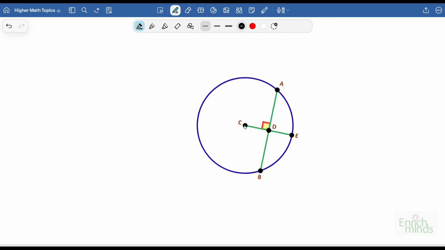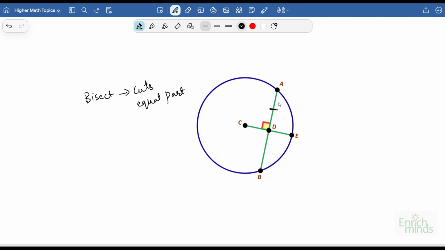So here is a circle with a center C, and AB is a chord of the circle. The line which meets the chord at 90 degrees, or the perpendicular drawn from the center to the chord, bisects the chord. So here we need to know the word bisect. It means cuts into equal parts, or makes it into 2 equal halves. So the perpendicular from the center cuts the chord into 2 equal parts.